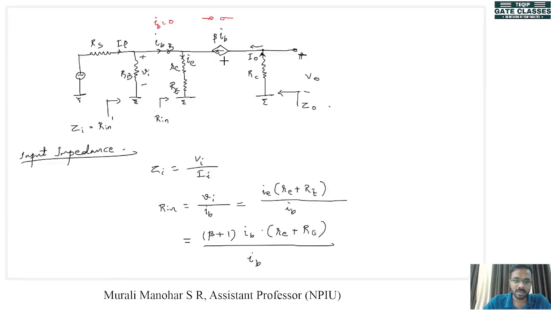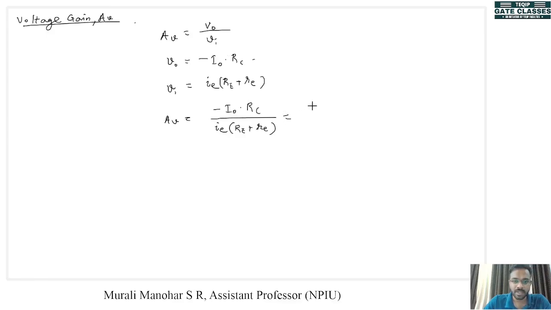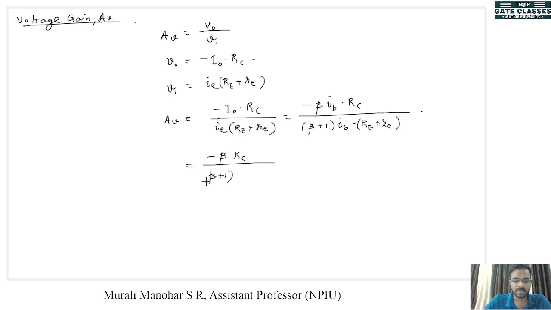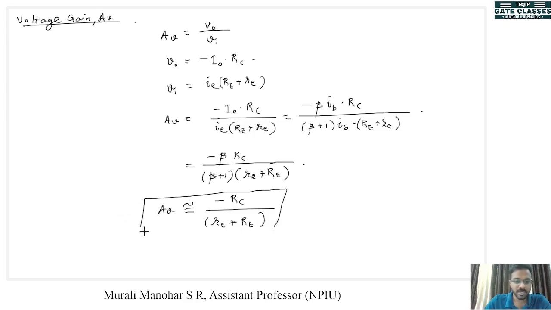Now Iout is nothing but this one, because if you look at Iout, this is flowing as beta Ib because this is open circuit. So this can be written as minus beta Ib into Rc divided by Ie, which can be written as beta plus 1 into Ib, and the rest is re plus Re. Now Ib cancels, so minus beta Rc divided by beta plus 1 into re plus Re, and we approximate beta plus 1 to beta. This will be equal to minus Rc divided by re plus Re, because beta and beta cancel. So Av can be derived as minus Rc divided by re plus Re, small re plus capital Re.